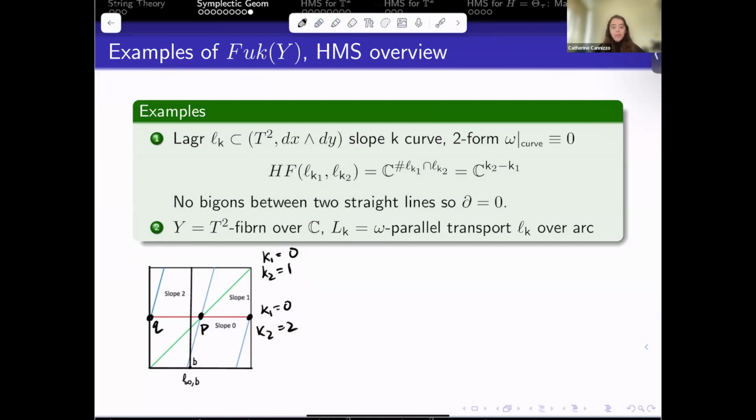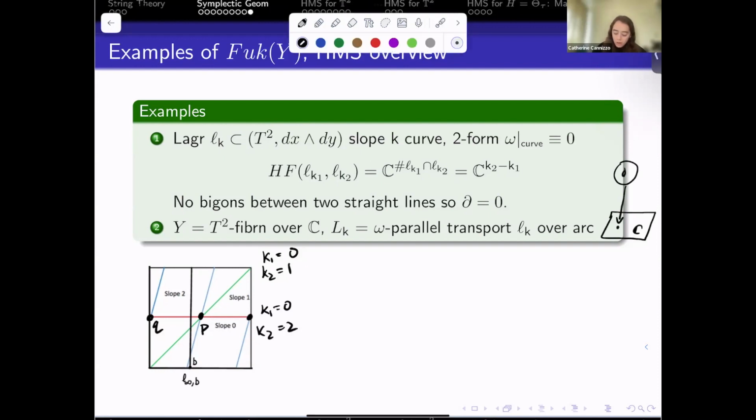Another example is if you take a fibration. So the picture is, I'm going to depict C. I'm going to draw C like this. That's a complex plane. And at each point on the complex plane, you attach a 2 torus. The way that's usually drawn is you draw it up here, and you draw an arrow down like this. So at each point, we attach a 2 torus.